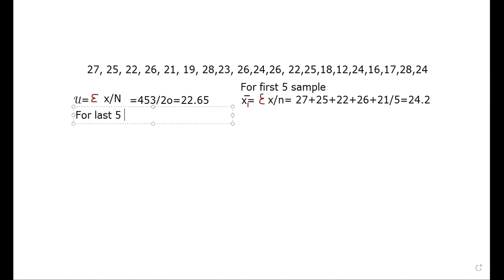For the last 5 samples, we will also record to find out the sample mean for the second 5 samples. It is the last 5 samples. So we have to find out the last 5 samples here, and this is the calculation for x bar.